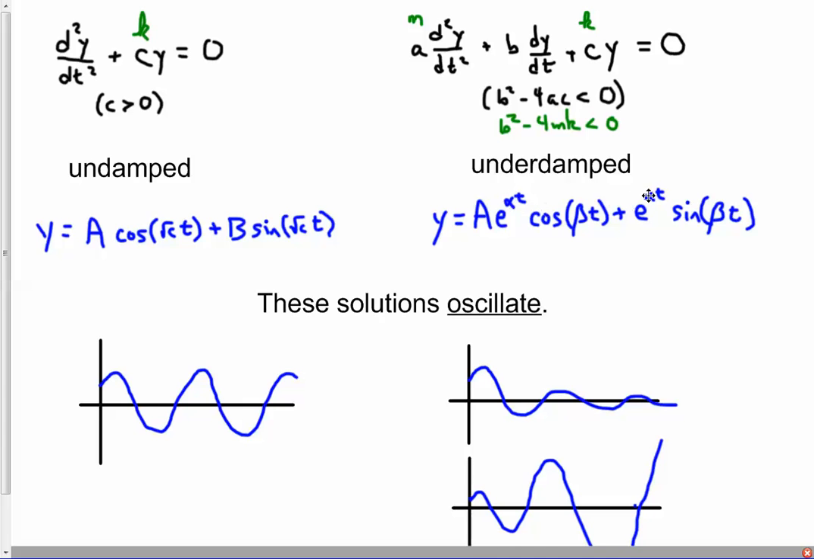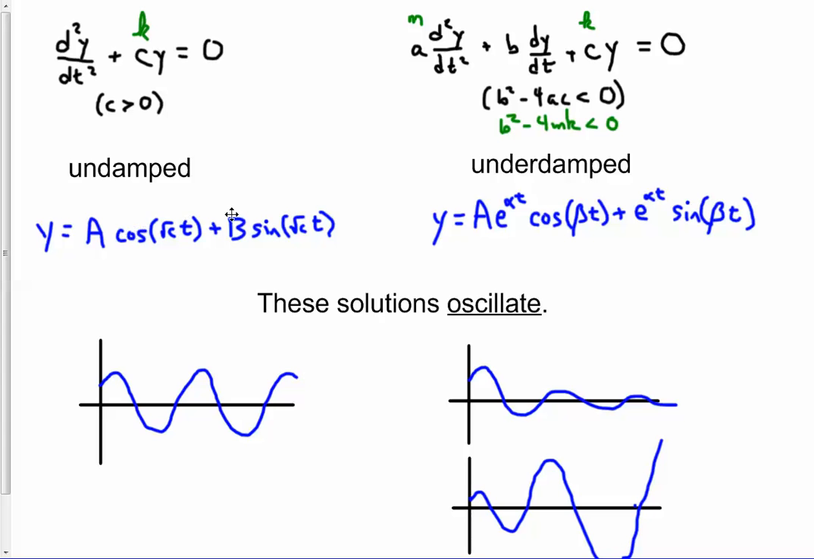If your alpha is a negative number, as it would be with a mass on a spring, the oscillations die out exponentially. But there would be differential equations where the alpha would come out positive, and then the amplitude would actually grow exponentially. All right, so this is what we're looking at.